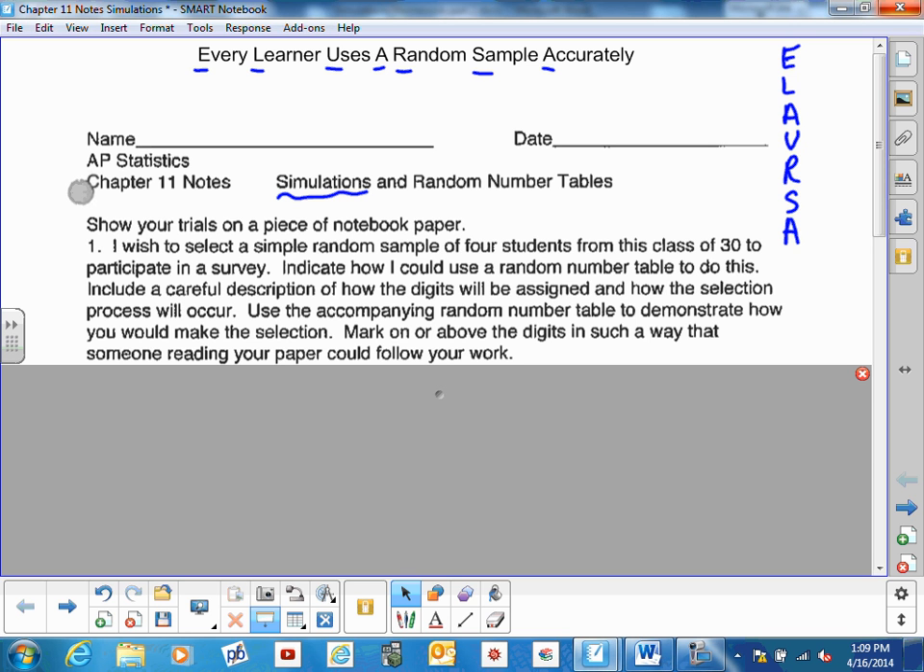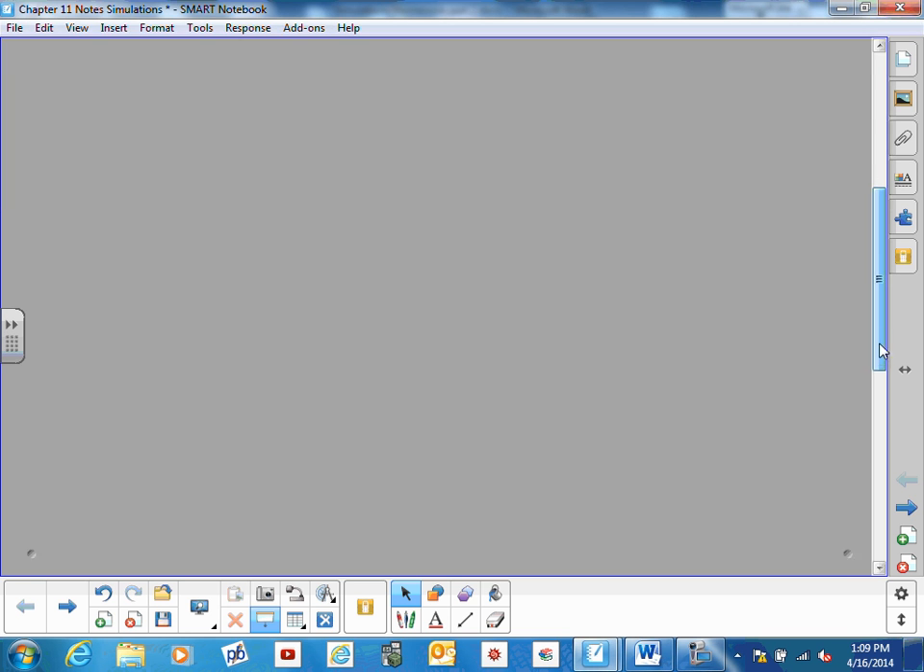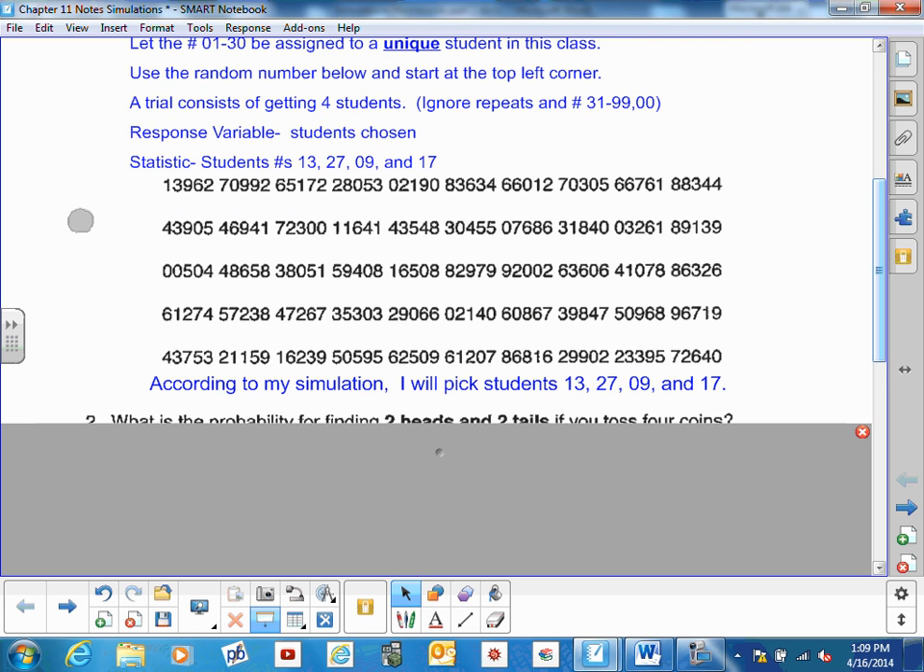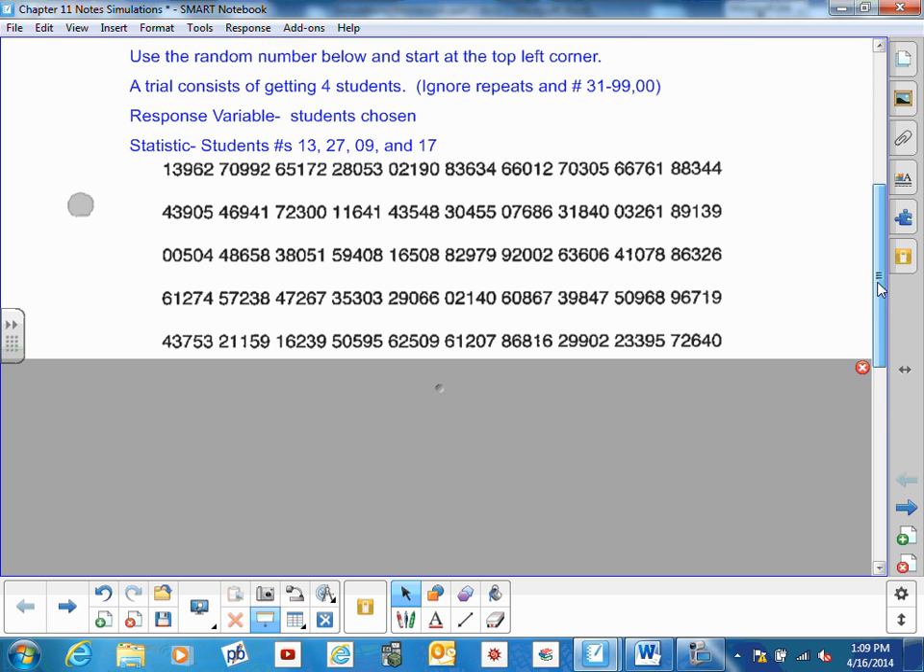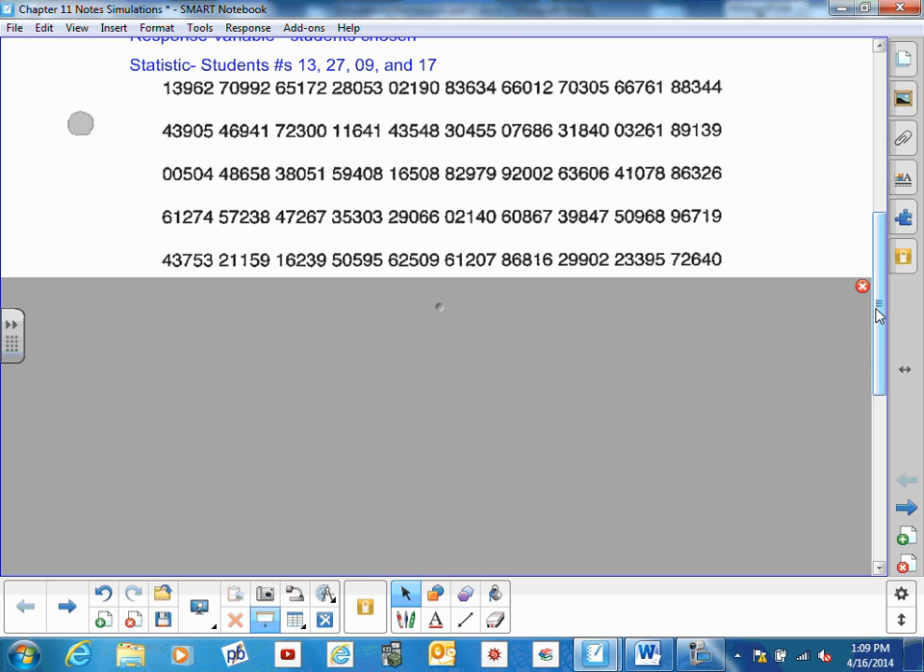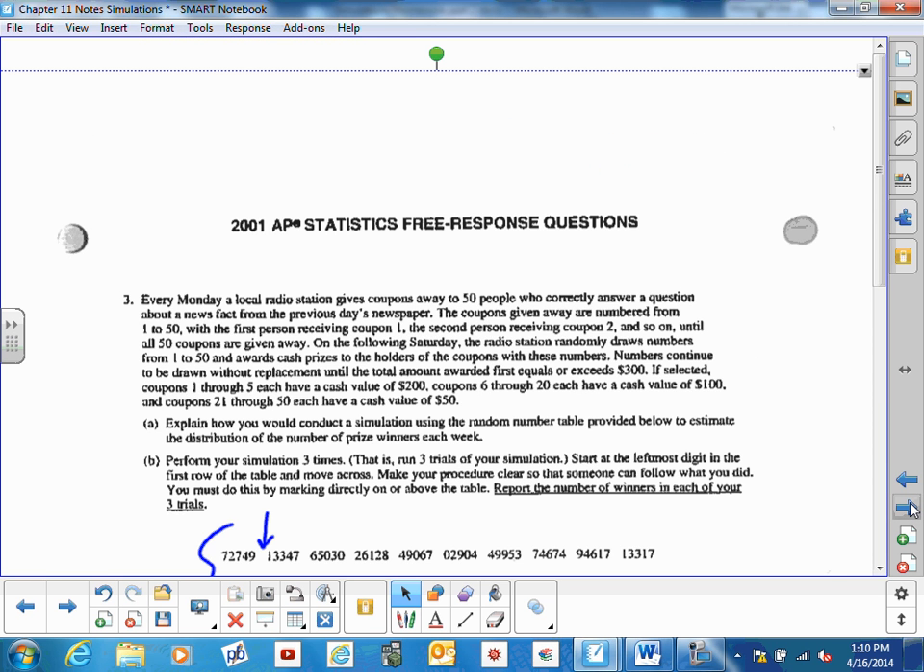Now, when you look down here at your number table, these are actually in little chunks of 5 digits. There's no reason for that except for the ease of your eyes in looking at them. If there's a whole chunk of numbers all together, you can get messed up and your eyes get cross-eyed or whatever. Here's what one looks like on an actual AP test.